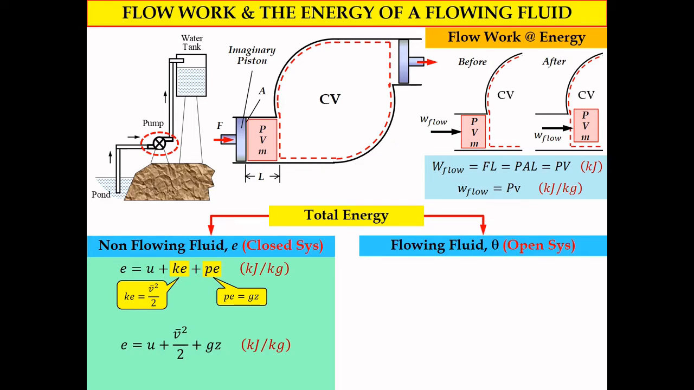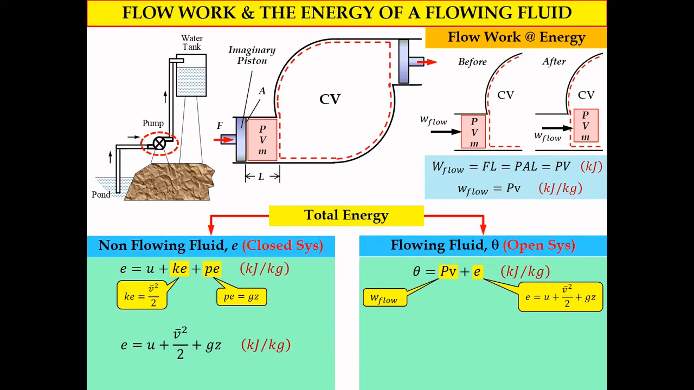However, for flowing fluid, which refers to the open system, the total energy of the flowing fluid, represented by theta, is equal to PV, pressure multiplied by specific volume, plus the total energy of the non-flowing fluid, E. This PV refers to the flow work, according to the equation we discussed just now. So PV is for flow work, and E is for the total energy of the non-flowing fluid.